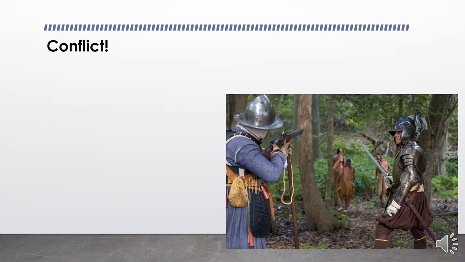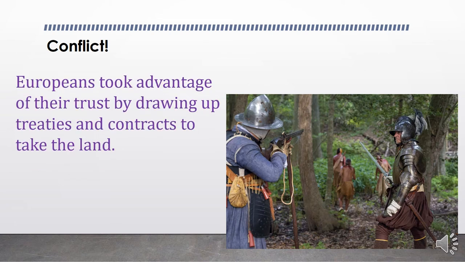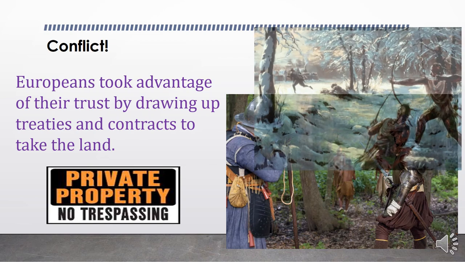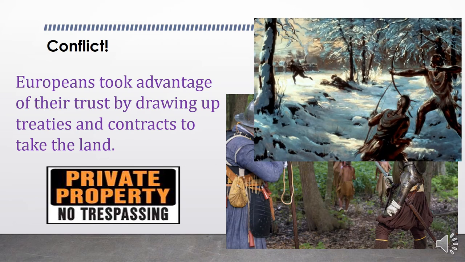For themselves. So conflict continues, and we see that the Europeans take advantage of their trust by drawing up treaties and contracts to take the land. They see this as their own property, and they want to force the Native Americans off the land that they are now claiming for themselves. So I see this no trespassing sign as proof. This is where conflict comes in.